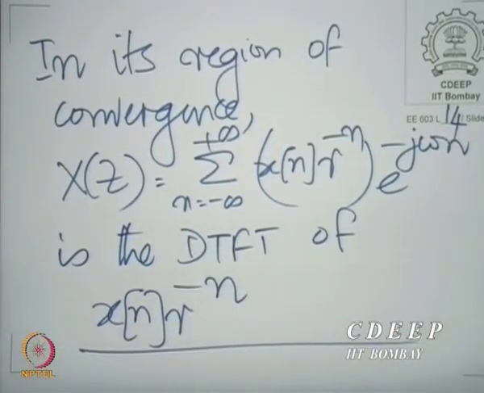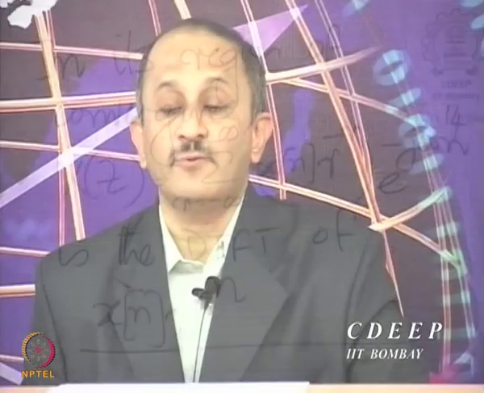So, in fact, it is the discrete time Fourier transform, or in other words, it indicates the frequency content in a suitably weighted sequence, x[n] weighted by an exponential. The exponential should be quick enough to capture the growth of x[n], so that this discrete time Fourier transform converges. So, in a way, take any circle centered at the origin lying entirely in the region of convergence. On that circle, the Z transform is essentially the discrete time Fourier transform of the sequence given by x[n] multiplied by r raised to the power minus n, where r is the radius of that circle. That is the way to understand it.